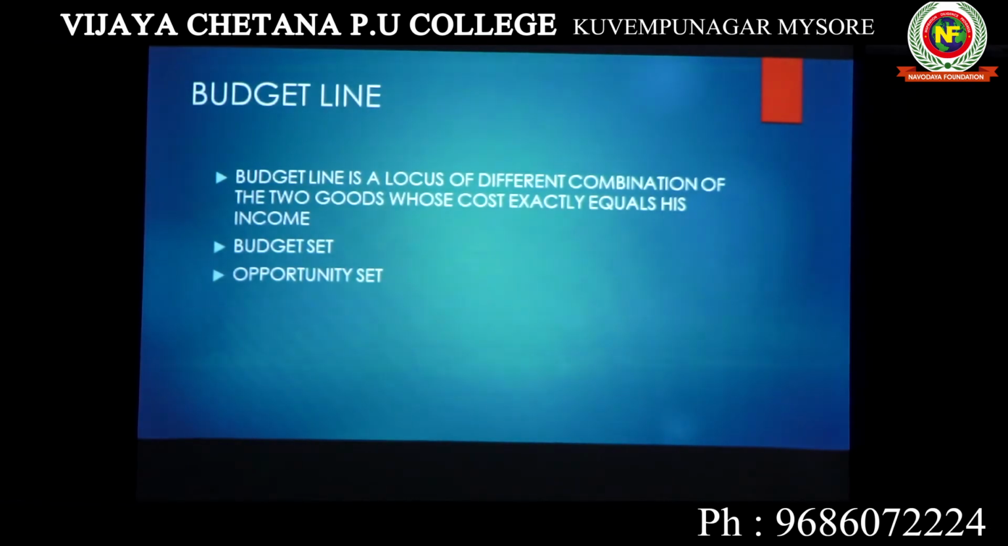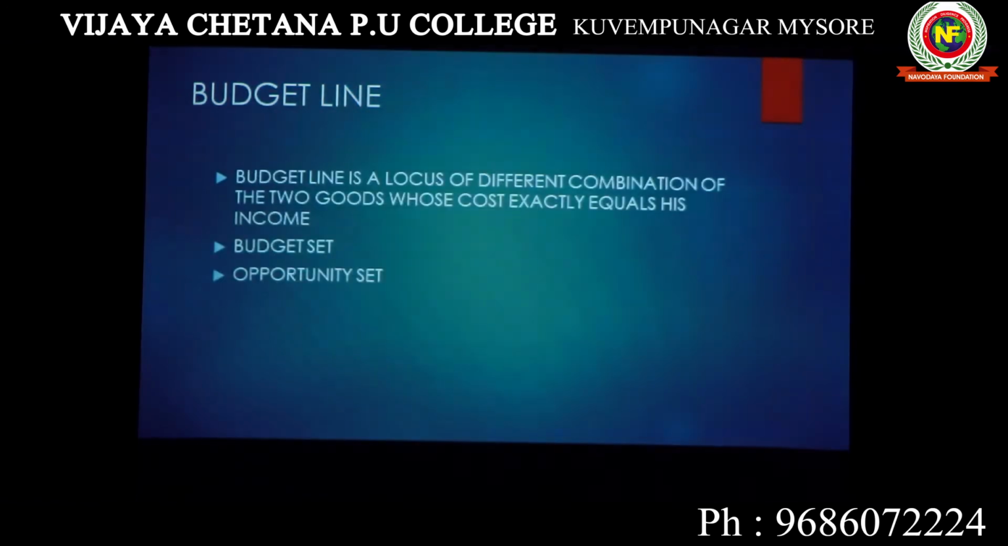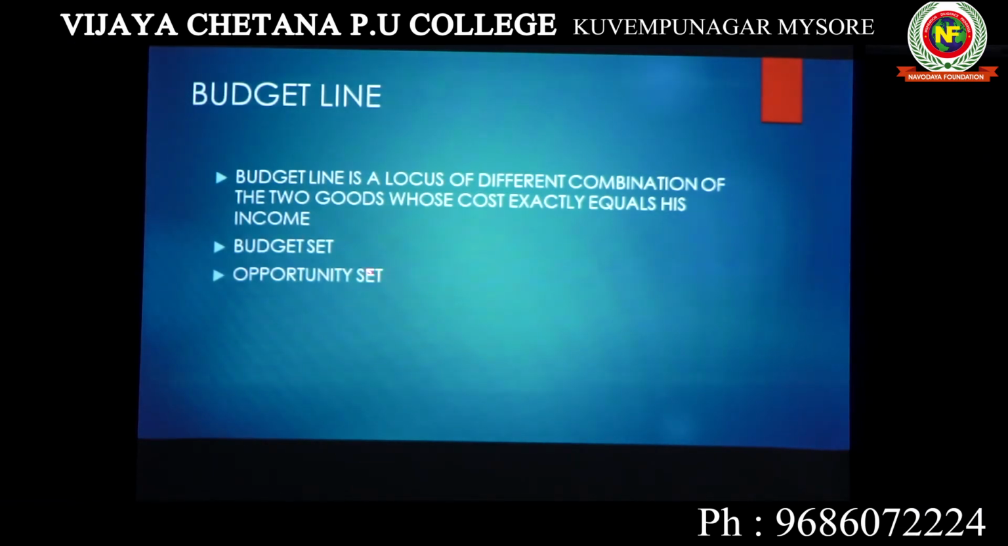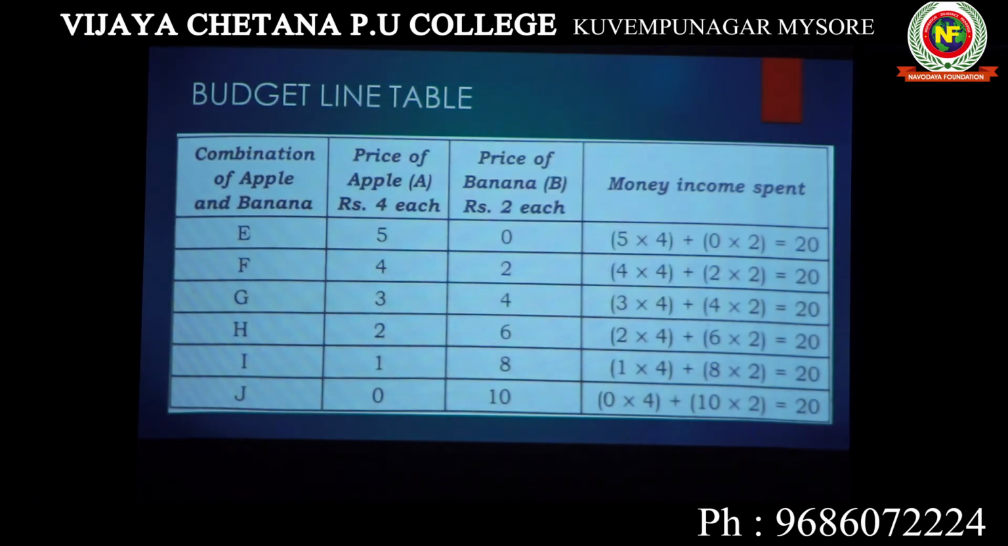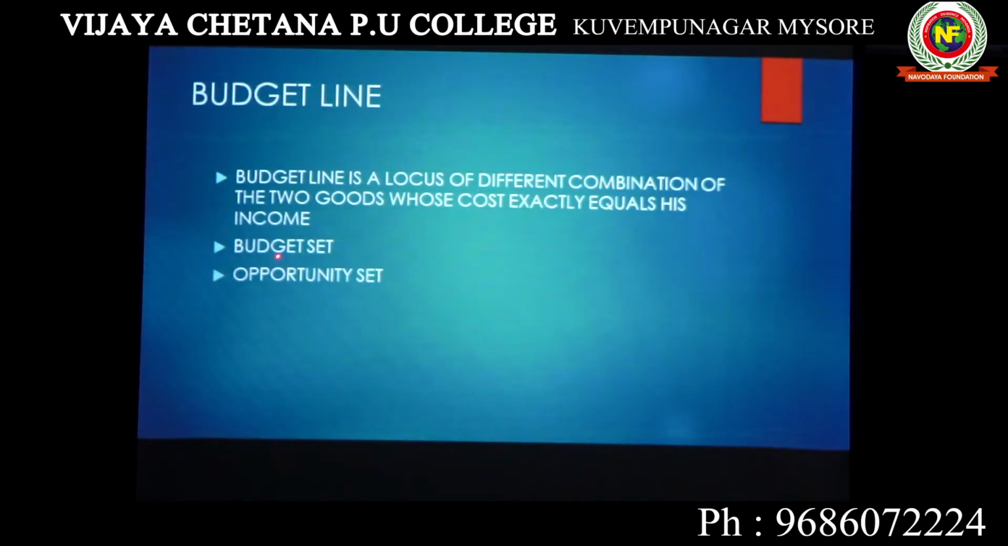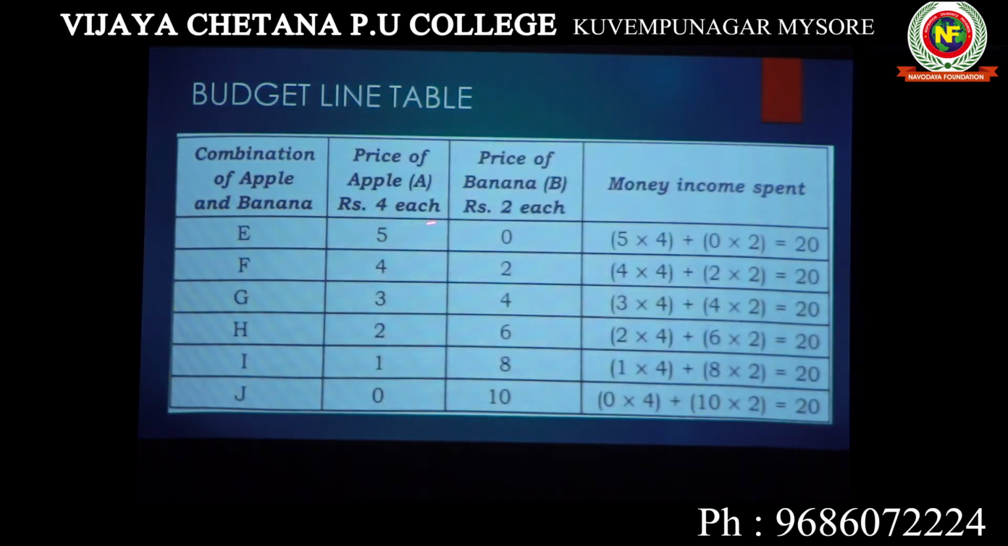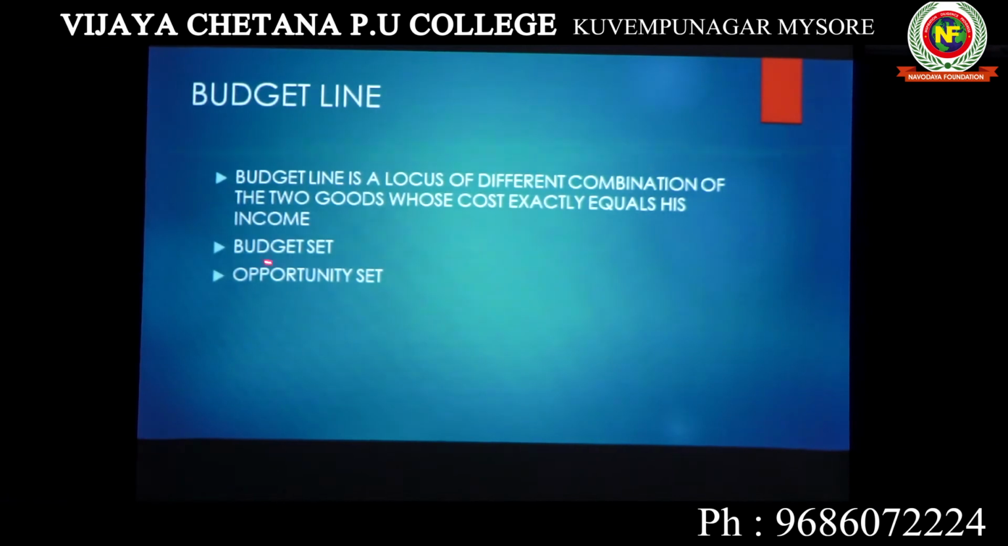In the previous slide, we have seen budget set and opportunity set. By this table, we have understood the budget line. We have to discuss now the budget set and opportunity set. So what is a budget set? Budget set means various combinations. See here, E, F, G, H, I, J. These are all various combinations of two goods. See here, 5, 0, 4, 2, 3, 4, 2, 6, 1, 8, 0, 10. Each combination of two goods is called a budget set. This is one set, this is the second set, this is the third set.